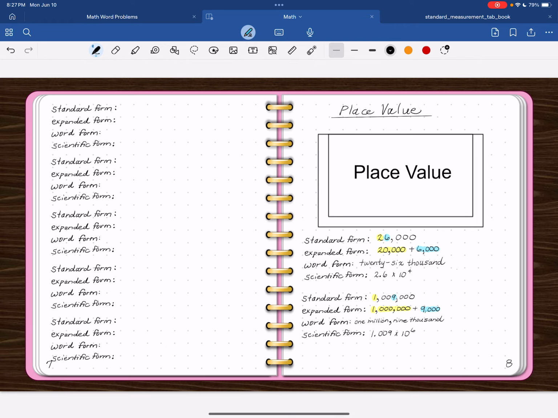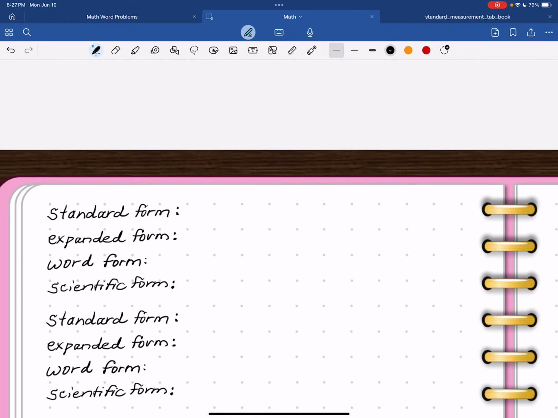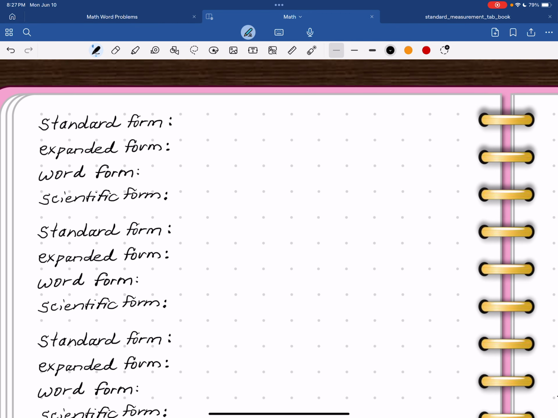Okay, once they get good with that, let's move to standard form. And let's do 0.017. Expanded form. There are no whole numbers. We only have pieces or fractions here. And I have a 1 in the hundredths place. And then I have a 7 in the thousandths place. So you could write it this way.